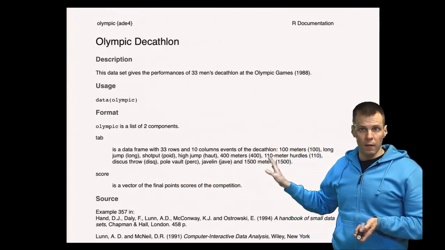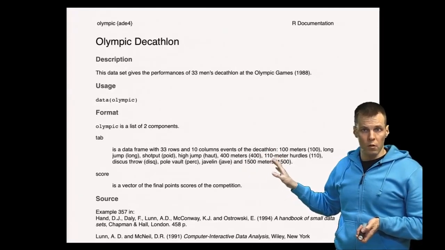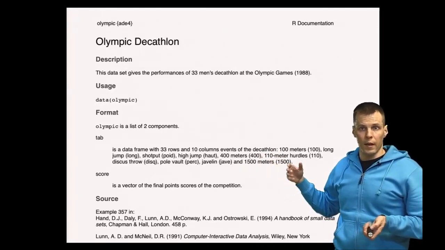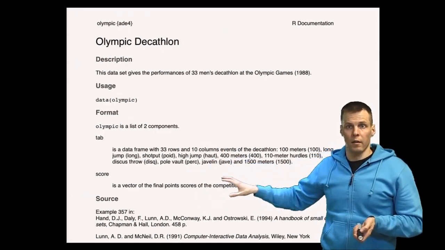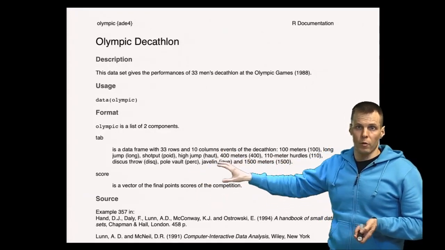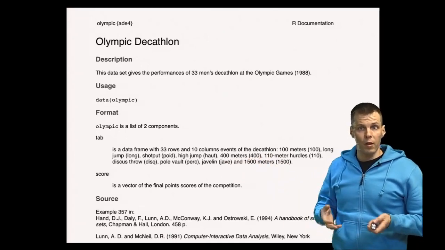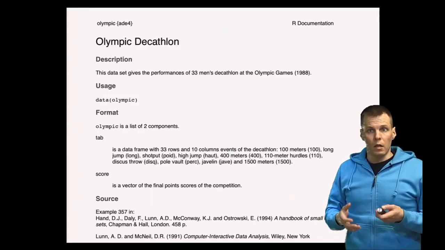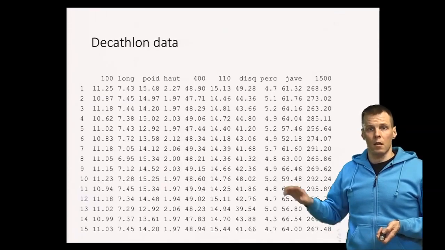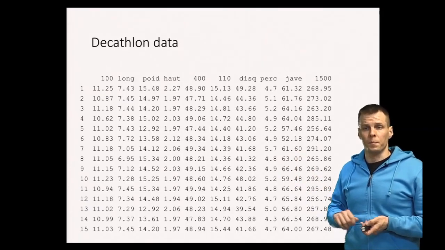So there are 10 different sports that you do in this competition, and then you are rated based on your performance on all, and the overall ranking is determined by the scores. So you have to be a very good overall athlete to be able to do decathlon. The data looks like this. That's the first 15 observations.